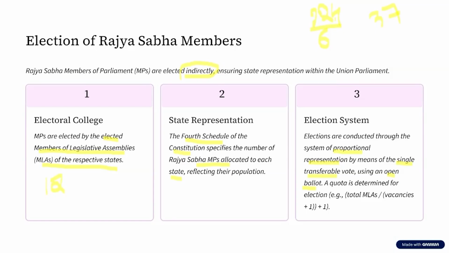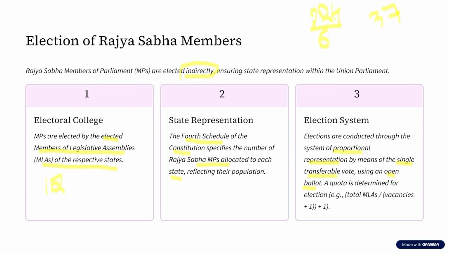So this is what I call proportional representation. That is, based on each party's strength, that party can send that number of Rajya Sabha MPs. For example, as I said, Congress has 135 MLAs from Karnataka. And what is the number of MLA support required for one MP? That is 37. So if you take 37 into 3, it comes to 111. So Congress can easily send three MPs.